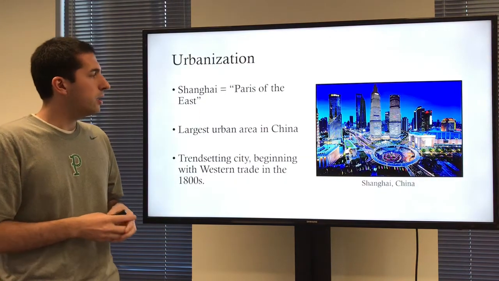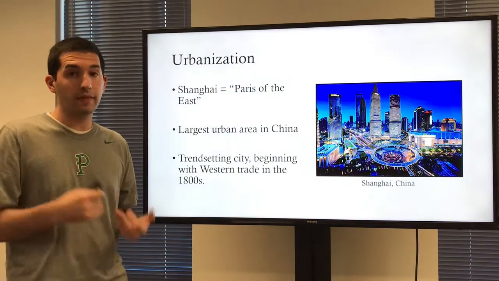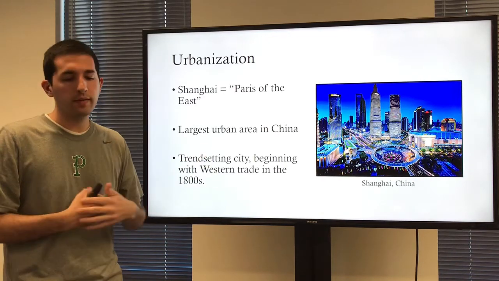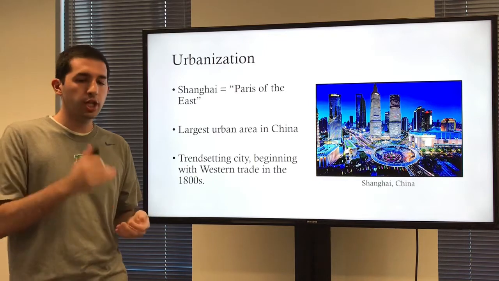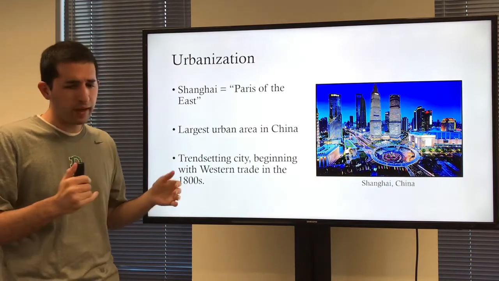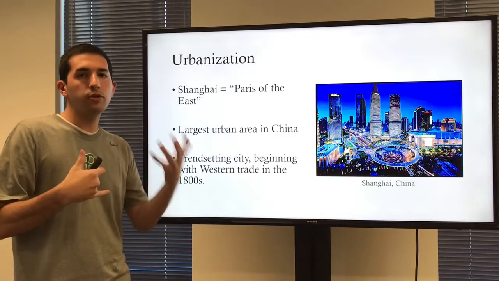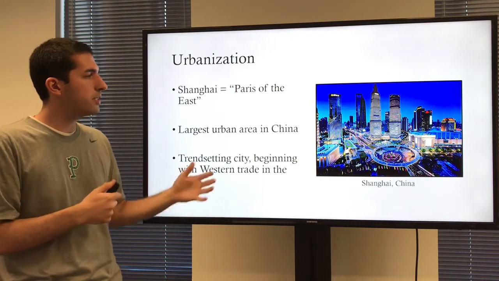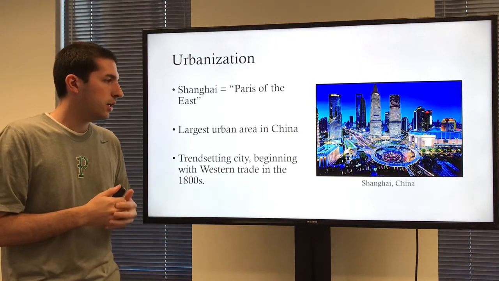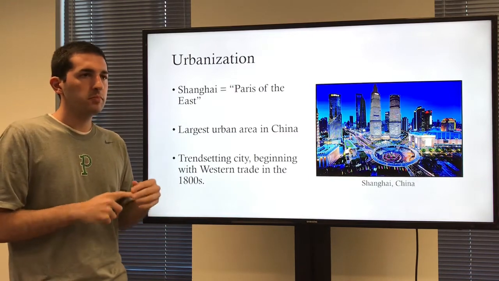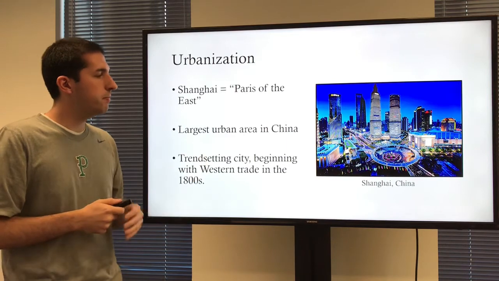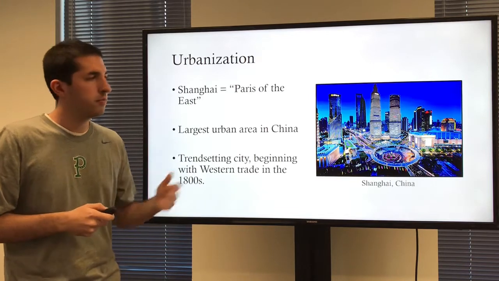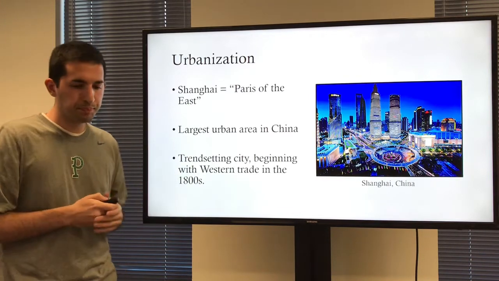Shanghai, same sort of story. Paris of the East is a trend-setting city, and that's kind of why it gets that designation. It's a hip, trendy city, beginning with Western trade in the 1800s. It's the largest urban area in China with 23 million people. Famous there is the Nanjing Road, like our Rodeo Drive in the United States, or our Fifth Avenue or something like that. But again, a trend-setting city, one that attracts financial designation as well as tourism. But again, one of those pillars of China and the region that drives the East Asian economy.